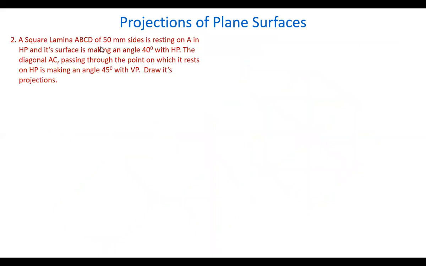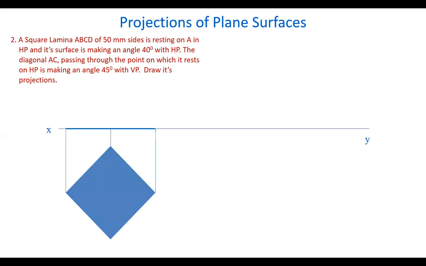Square lamina ABCD resting on A, that's a corner, with its surface inclined at an angle to the HP. The diagonal AC, passing through the point on which it rests on the HP, is making an angle of 45 degrees. This 45 degrees angle is the true inclination. Let us see how to get it, and also let us see the difference between the earlier ones and this one.